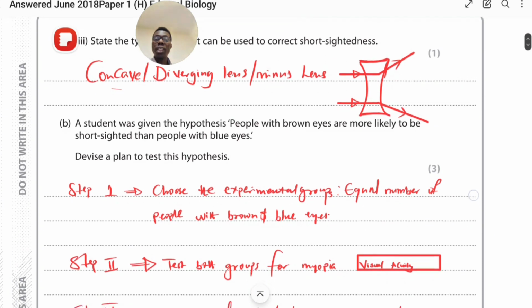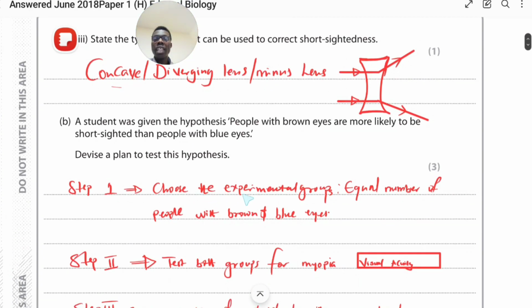So the first thing you're supposed to do is choose the experimental groups. That means the people you want to test. So you look for brown eye people and blue eye people of equal number, and preferably the same age range. I didn't write that here anyway, but this is enough.